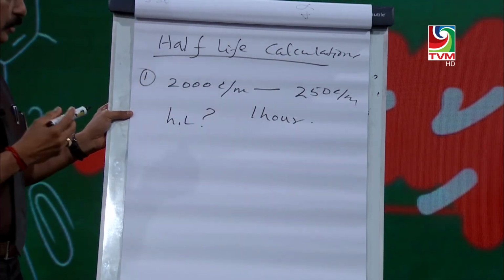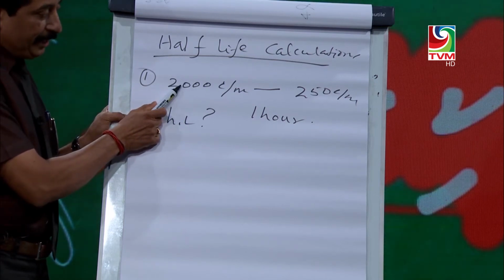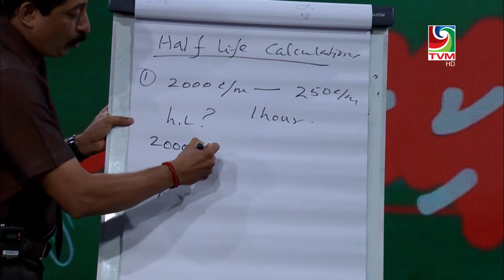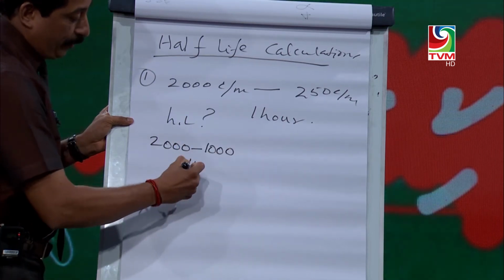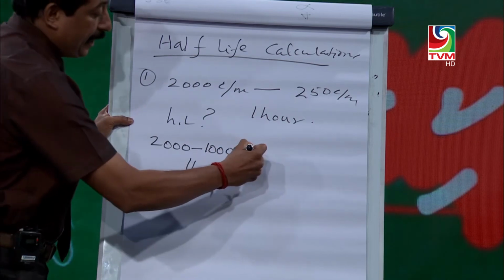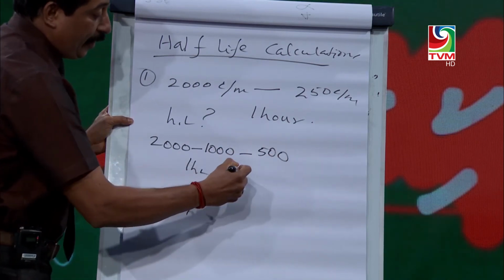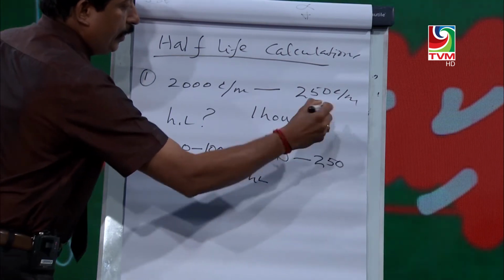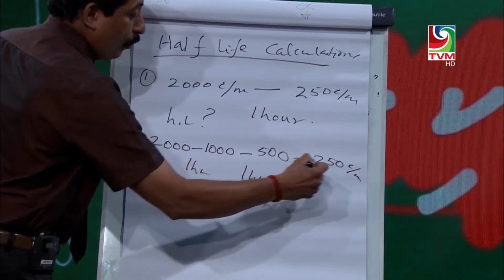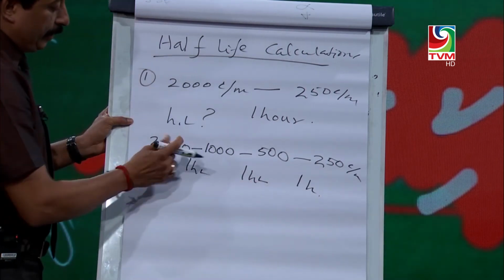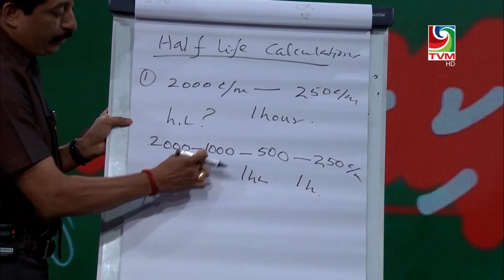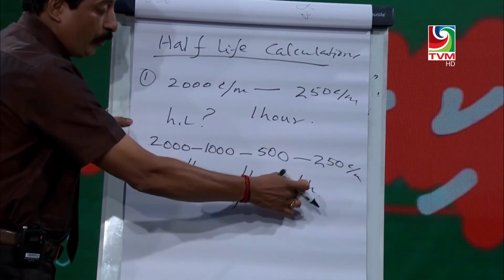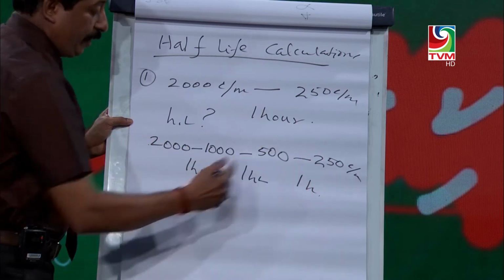How can you find this? The activity decreases by half. 2000 decreases to 1000 in 1 half-life. 1000 decreases to 500 in another half-life. 500 becomes 250 counts per minute in 1 half-life. So in total, how many half-lives? 2000 to 1000, 1 half-life. 1000 to 500, 1 half-life. 500 to 250, again 1. So 1 plus 1 plus 1, 3 half-lives.